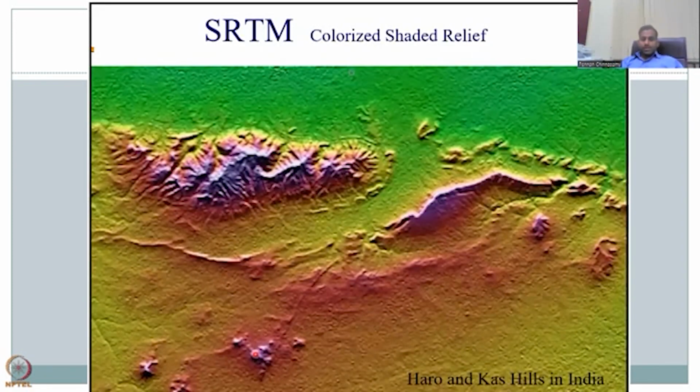This gives an example, the SRTM, the US NASA product for Harrow and Cass Hills in India. And you could see that the high elevations are given as pink and violet color, and then the lower elevations are green. So you see how a hill is not a smooth surface, but a high gradient, and then there is a slope.